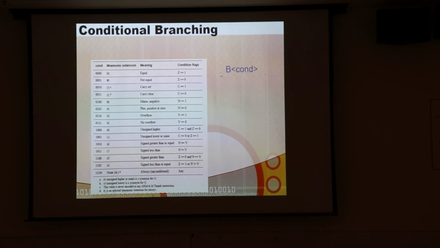So these are all set up with a B in front and then the 2-digit code. So we have BEQ, branch equal, BNE, branch not equal, and so forth. This is really nice. So at the assembly language level, we have all these different conditional branching codes. And here's the one point I want you to know.